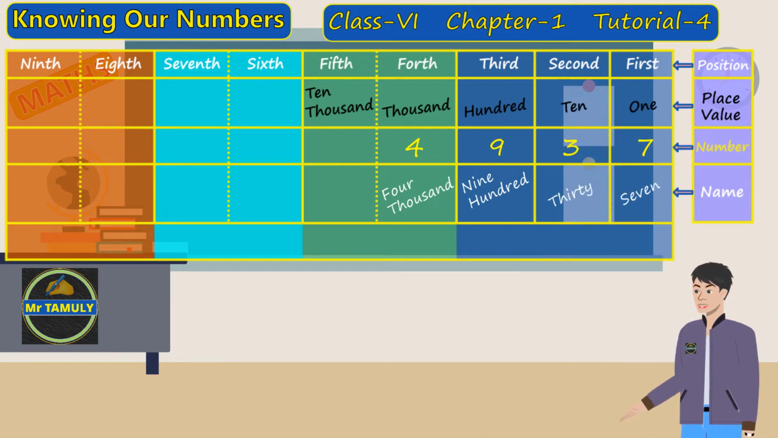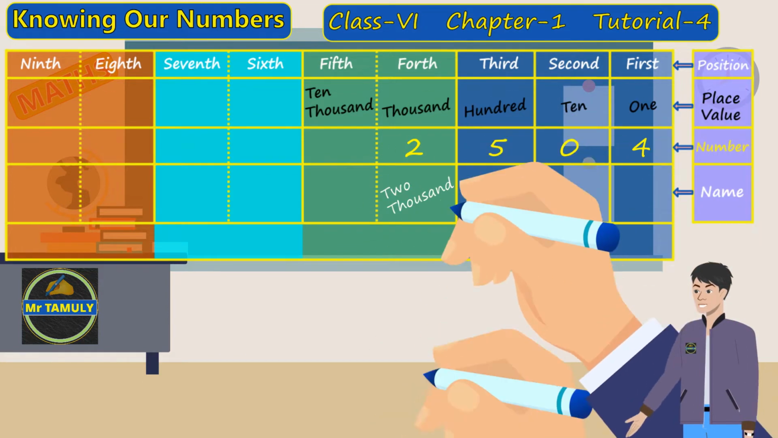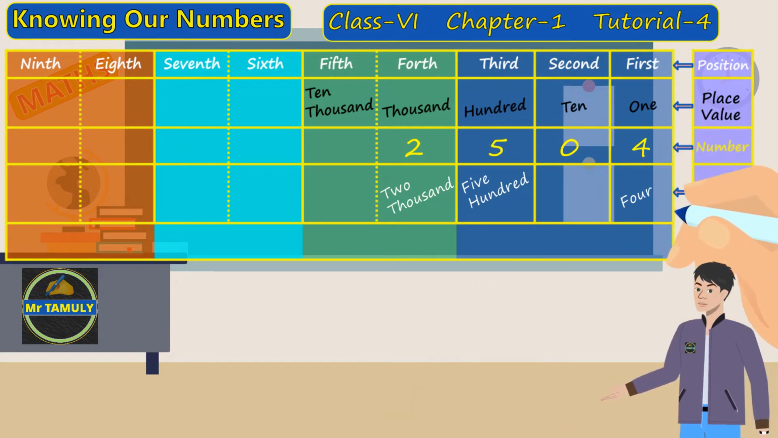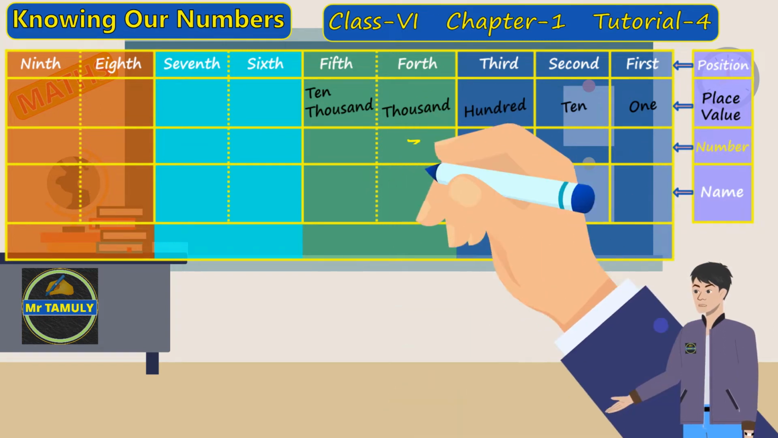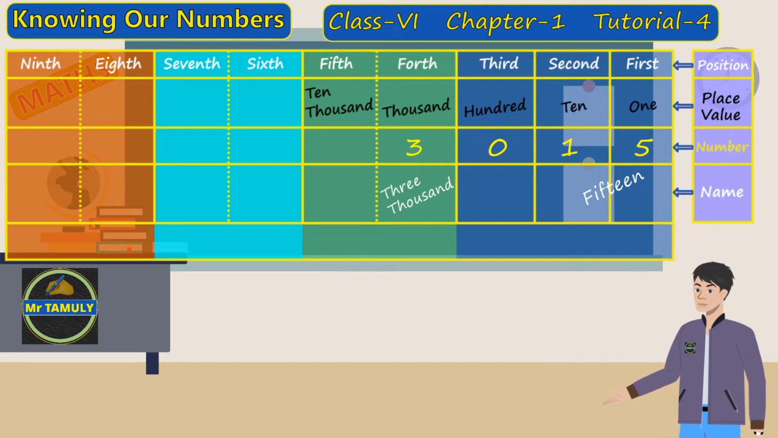Quite simple, isn't it? Our next number is 2504. And its name is 2504. Next, let's take the number 3015. The name of this number would be 3015. Since there is a 0 in the hundreds place of this number, we omit the 100 in its name.